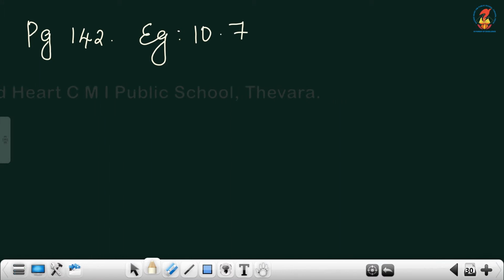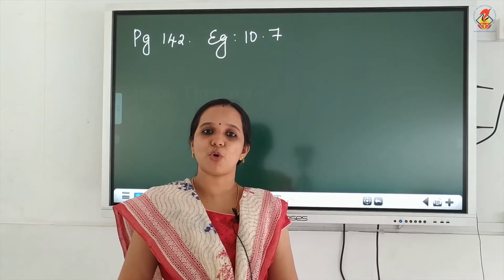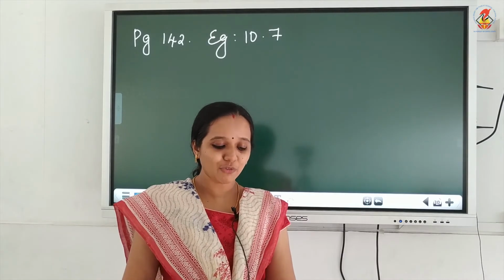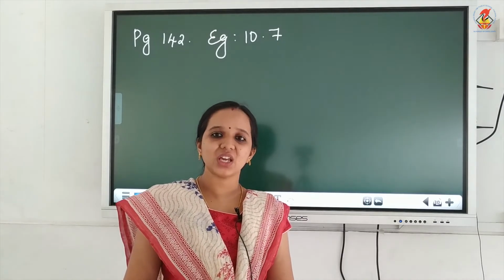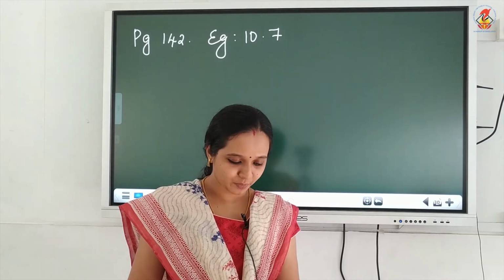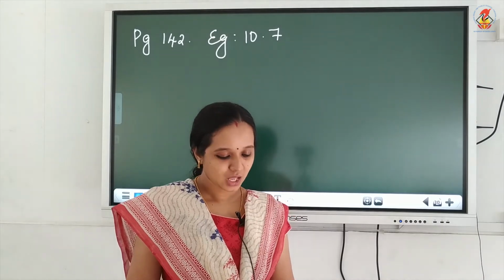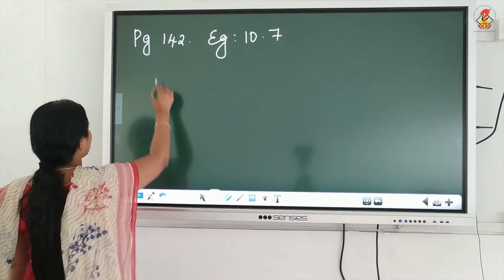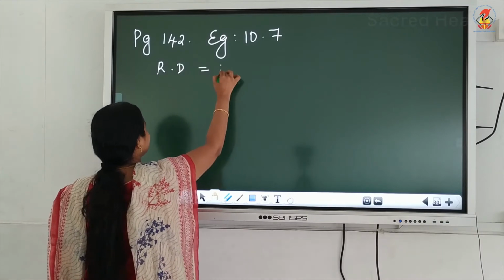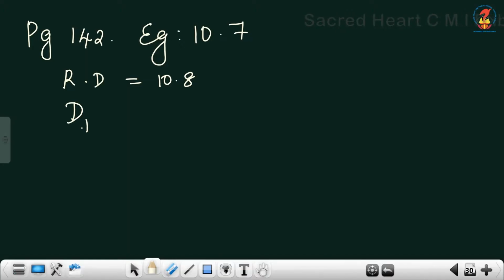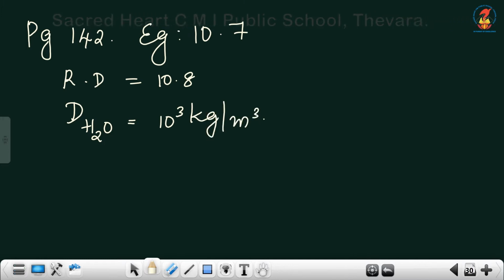Question is, relative density of silver is 10.8. The density of water is 10 raised to 3 kilogram per meter cube. What is the density of silver in SI unit? So, relative density of silver is given as 10.8 and density of water is given as 10 raised to 3 kilogram per meter cube. We need to find the density of silver.